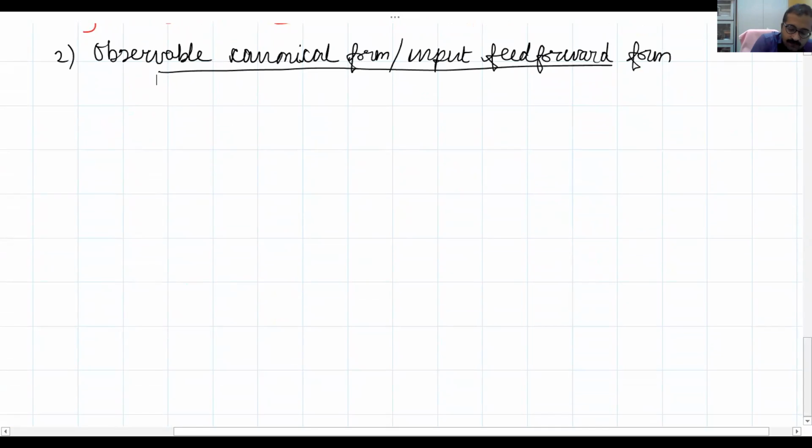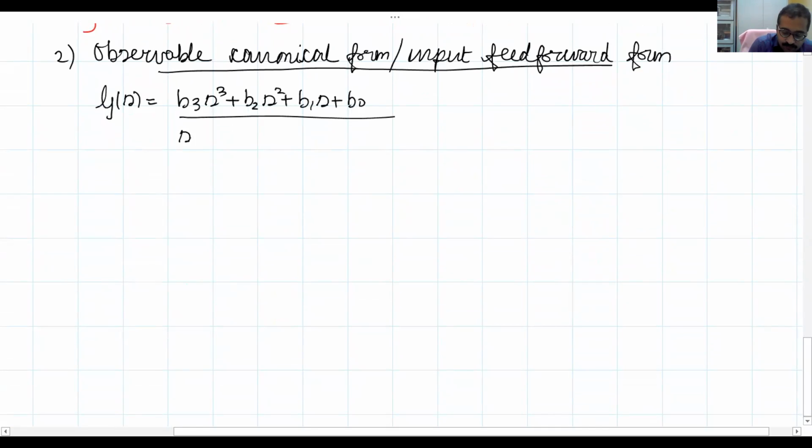Again, let us start with the same example. G of s equals b3s cube plus b2s square plus b1s plus b0 divided by s raised to 4 plus a3s cube plus a2s square plus a1s plus a0. Okay, so this is the output to input ratio, y of s divided by u of s. Just cross multiply. Okay, so what will you get?